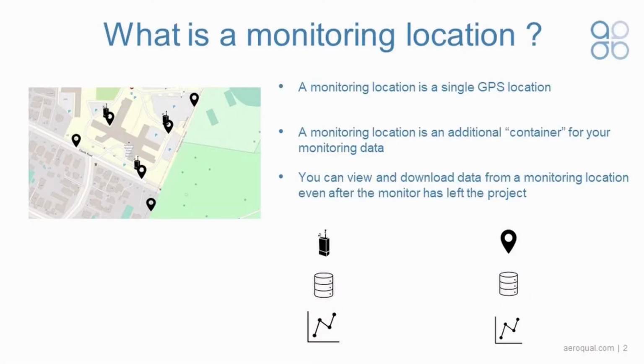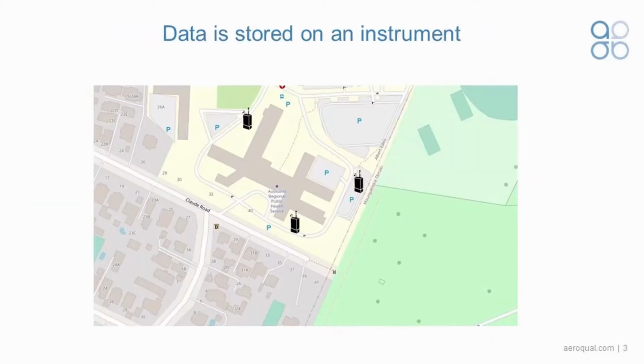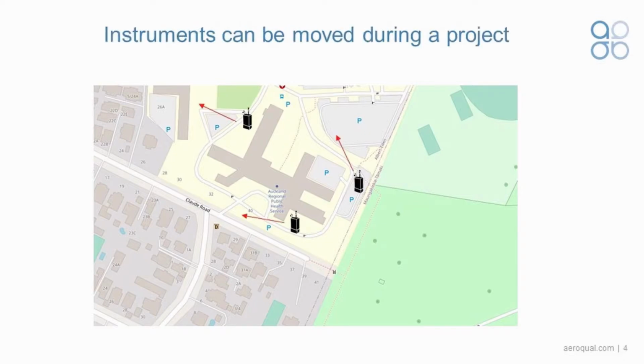A monitoring location is a single GPS location. It's a map pinpoint, but it's more than that, because it's also an additional container for storing your monitoring location data in Cloud in our software. Previously, data was only stored on an individual instrument, and what we're moving towards is being able to additionally store your data at a monitoring location as well as on an individual instrument.